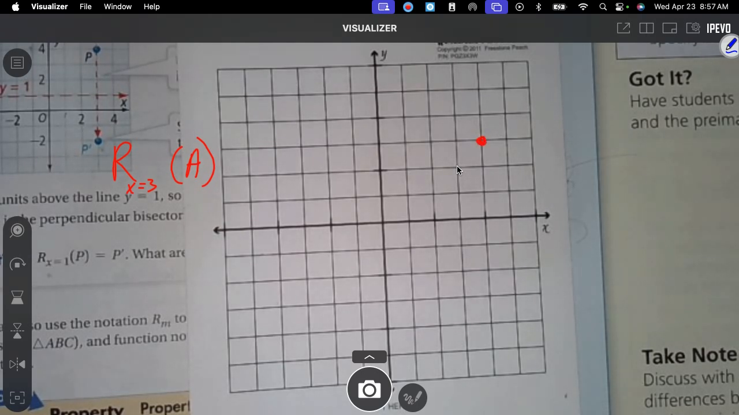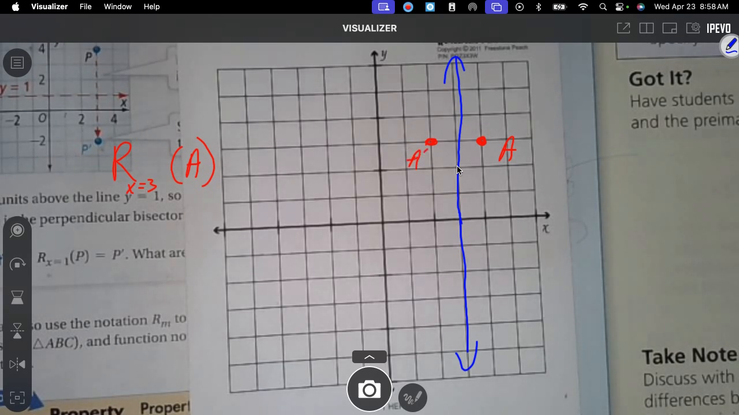There's A. Okay, let me write A. Where in the world is x equals 3? Okay, that's not my x-axis, that's not my y-axis. So let me go over to x is 3. That's right here. So guess what? That's that line. Okay, let's go back. How many spaces am I away from that? So I'm going to reflect over it 1 space. There's my new point, A prime.